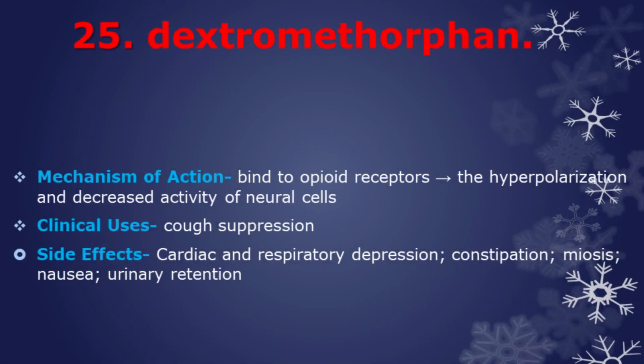Next drug is dextromethorphan, opioid class. It works by binding to specific opioid receptors, and activation of these receptors results in the hyperpolarization and decreased activity of neural cells. This opioid is primarily used for cough suppression, acting by suppressing the cough reflex in the brainstem. Side effects are cardiac and respiratory depression, constipation, miosis, nausea, urinary retention.